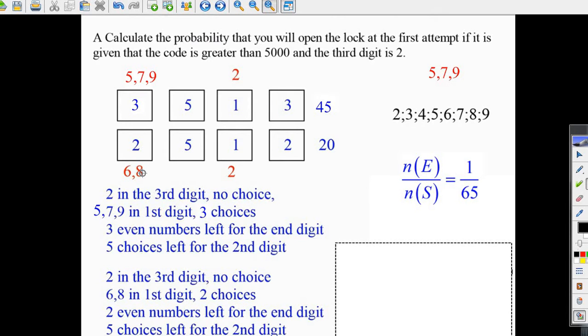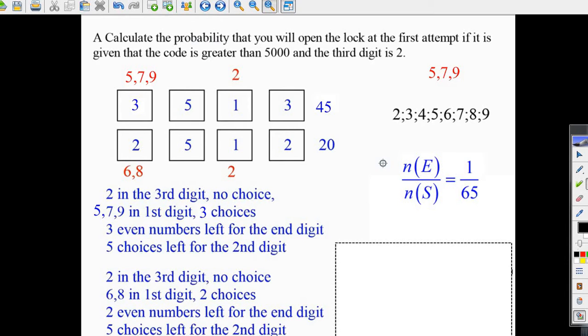But what if you start with a 6 or an 8? Then you don't have so many choices. You still have a 2, so that took out one of the even numbers. You start with a 6 or an 8, then you only have 2 even numbers left. That's why I put a 2 there. With a 2 and another even number used, I've got 5 numbers left. That's 2 times 5 times 1 times 2. That's 20 ways to make these conditions happen, starting with a 6 or an 8. The total number of combinations is 65.